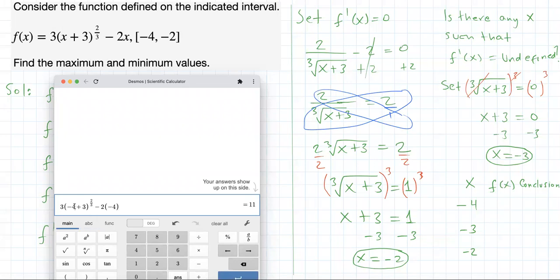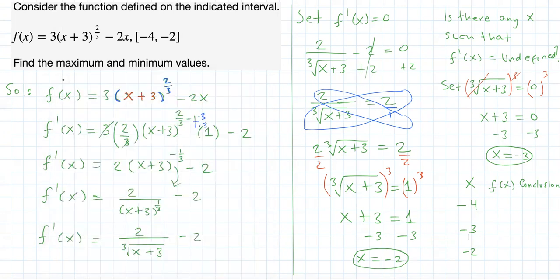Second evaluation, we have to evaluate at -3 now. Second evaluation, 6 is what goes here. And third evaluation, to evaluate at -2, 7, right? So let's write out our output values here: 11, 6, and 7. Comparing all our output values, clearly this should be the maximum. And this should be the minimum, right? Minimum.